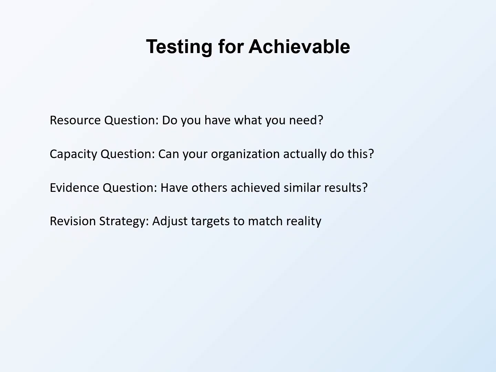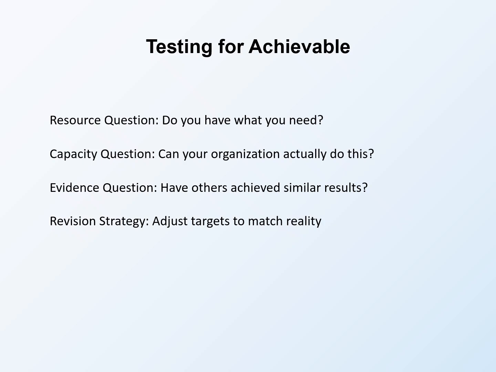The capacity question asks whether your organization can actually do this. Be honest about your capabilities. Past performance is the best predictor of future success. The evidence question asks whether others have achieved similar results. Research comparable programs. What targets did they achieve? Your targets should be consistent with evidence. The revision strategy adjusts targets to match reality.